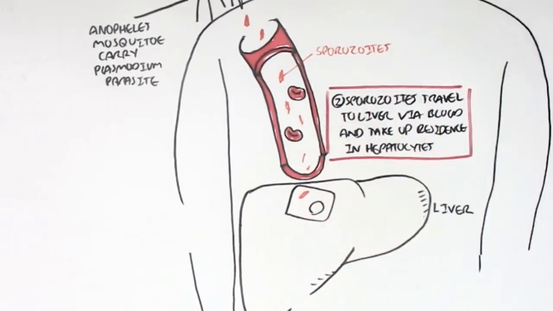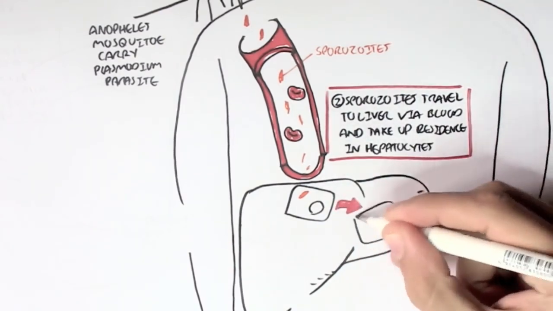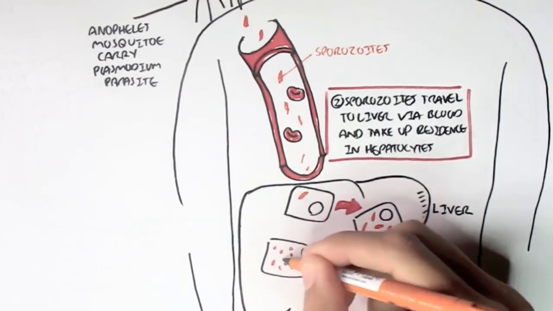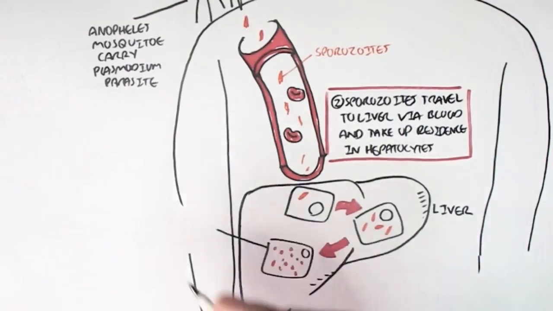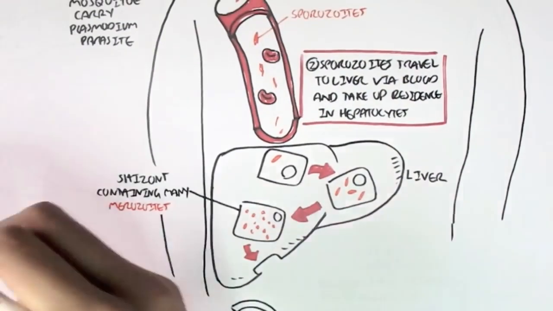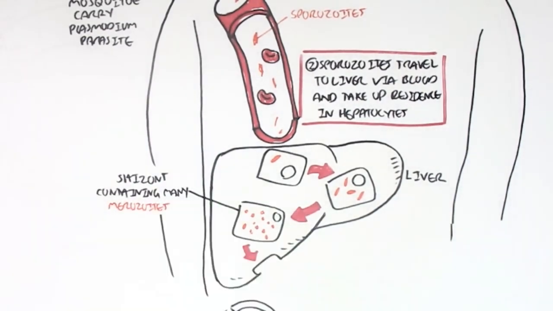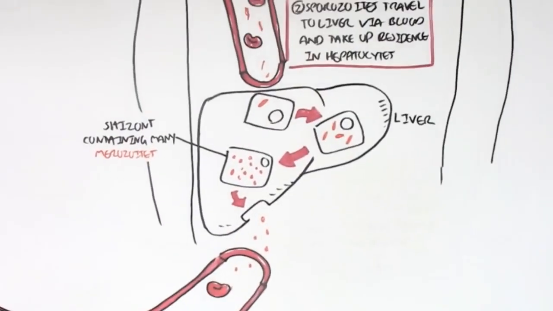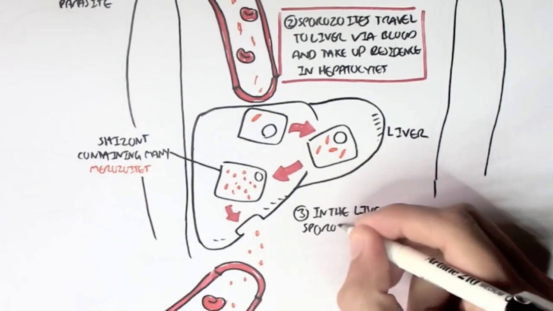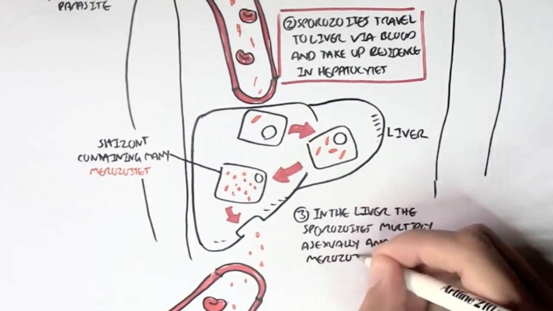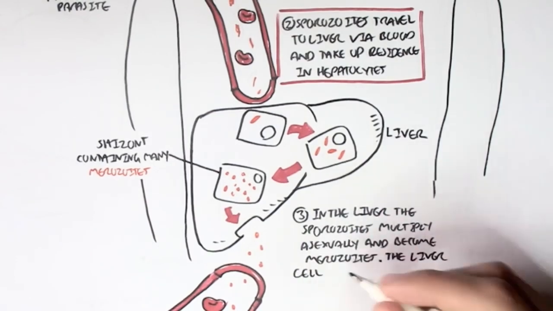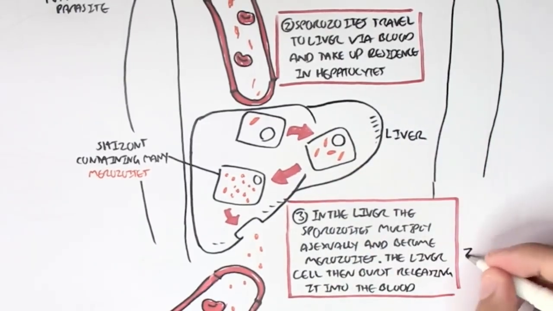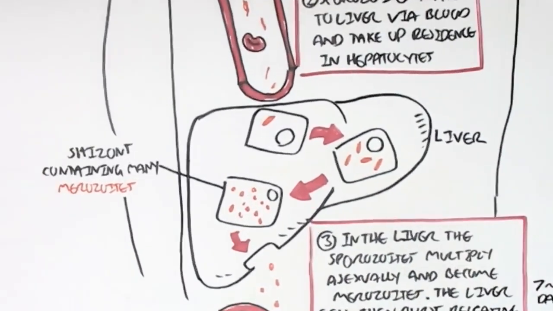The sporozoite will begin multiplying asexually to form many merozoites. If there are many merozoites, this is collectively known as a schizont. All these merozoites are then released by the hepatocytes back into the bloodstream by rupturing the hepatocyte itself. So let's just recap what happened. In the liver, the sporozoites will multiply asexually and become heaps of merozoites. The liver cells will then burst, releasing these merozoites into the bloodstream. And this occurs about 7 to 10 days later.